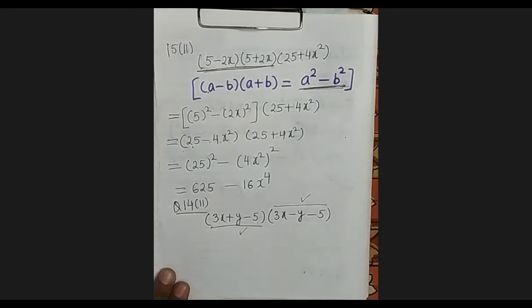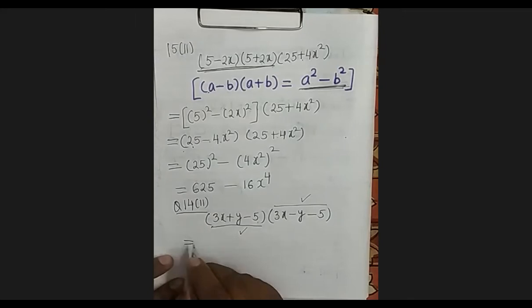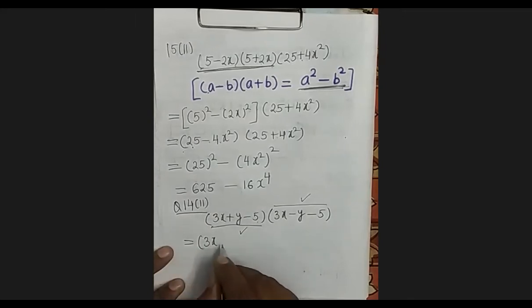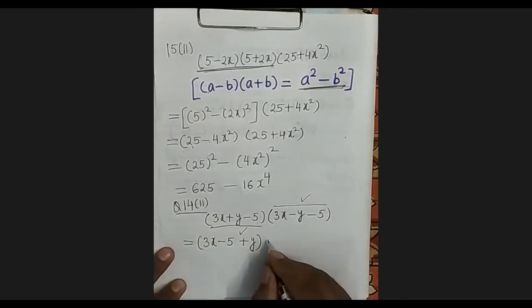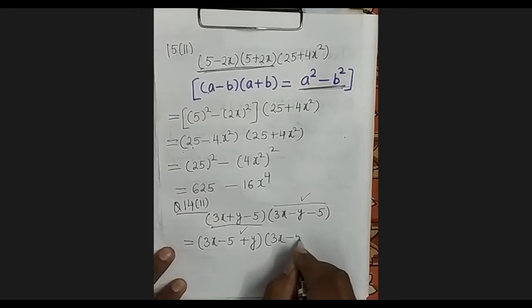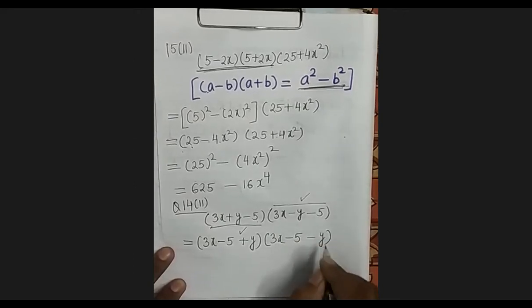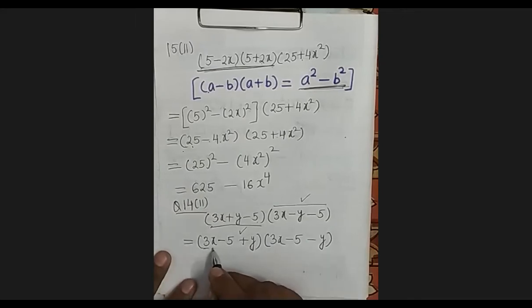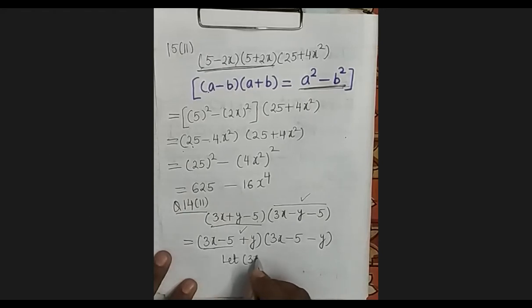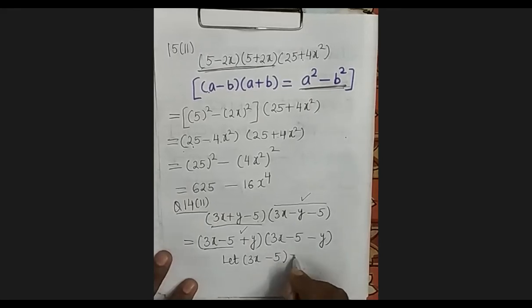So you write them together. 3x minus 5 plus y, this is the first bracket. 3x minus 5 minus y, it is the second bracket. In both the brackets, you have rearranged the terms. Now you take this 3x minus 5 as A. It's clear? Let 3x minus 5 equal A.